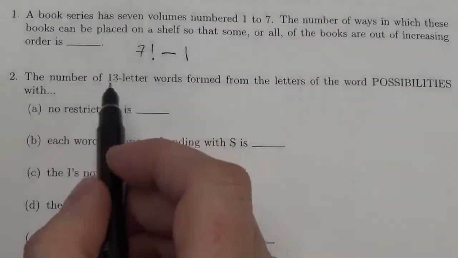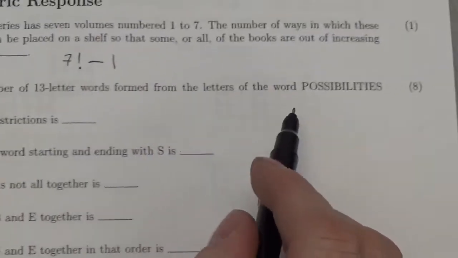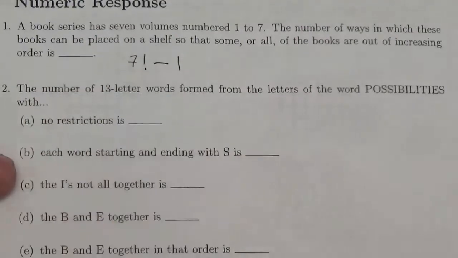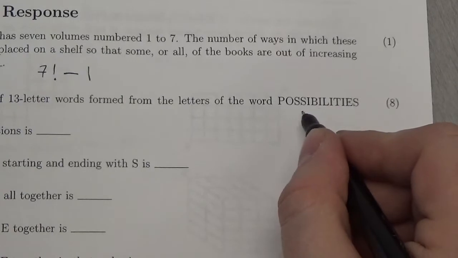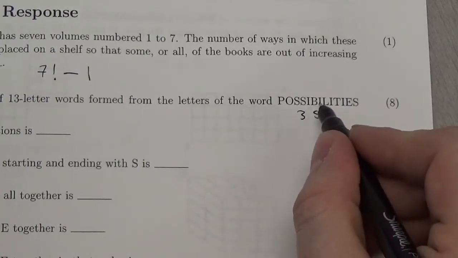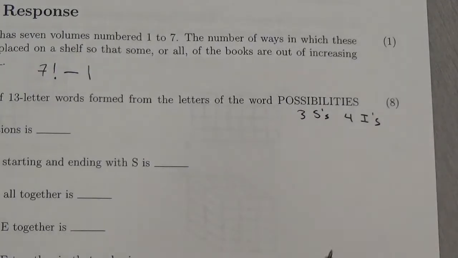Okay, for this next question, it says the number of 13 letter words formed from the letters of the word POSSIBILITIES, with, and then I'm going to give you a bunch of restrictions here. Now, first of all, bear in mind that we've got 3 S's, and we've got 1, 2, 3, 4 I's. So that's going to become an issue here.